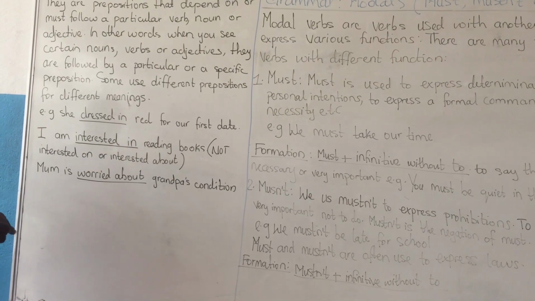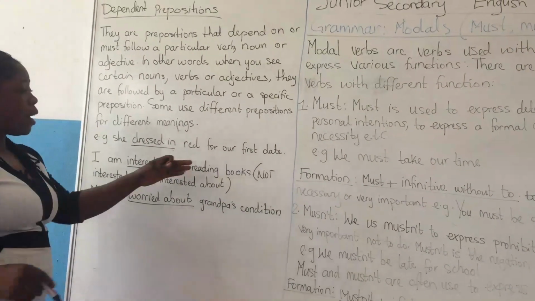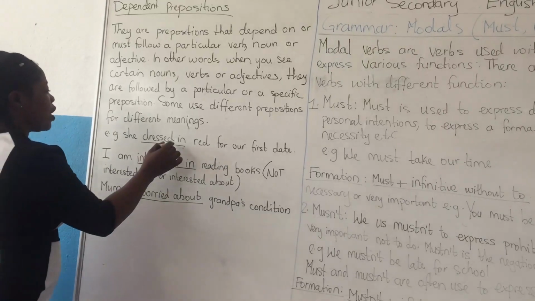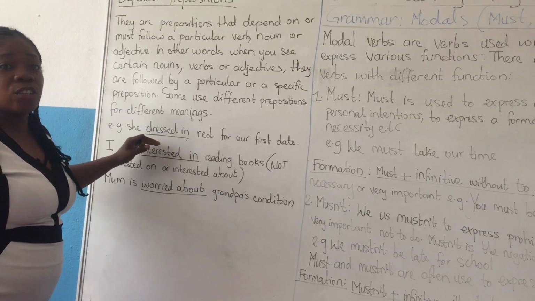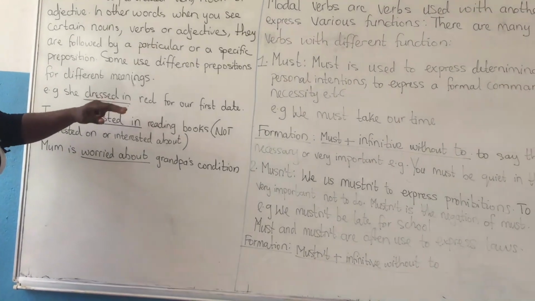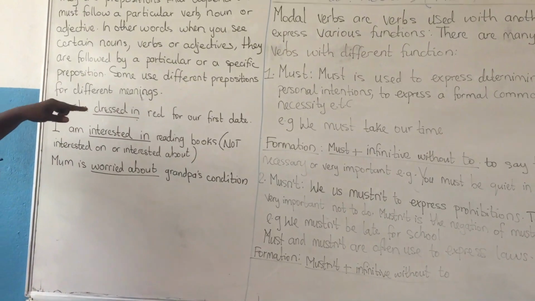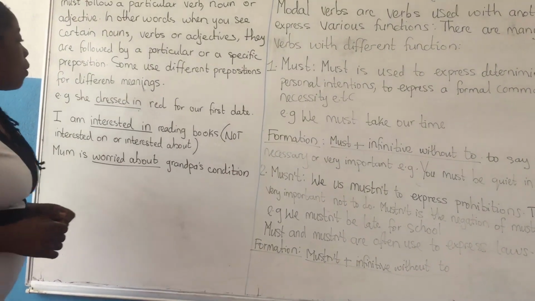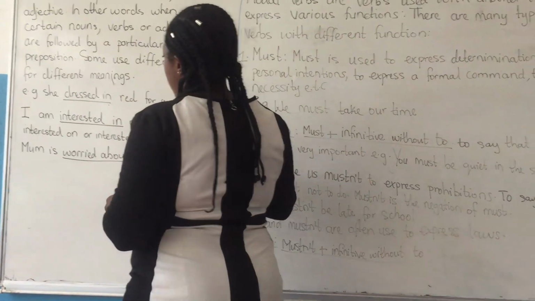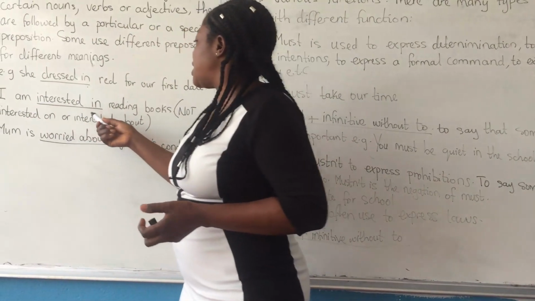Example number 1. She dressed in red for our first date. Dressed in. They always dress in, they don't dress on. They don't dress for. You can dress for that occasion, but here, to suit the meaning, she dressed in red for our first date.